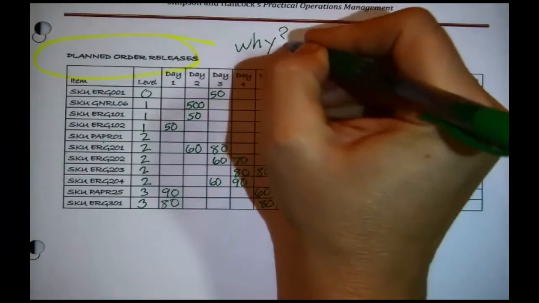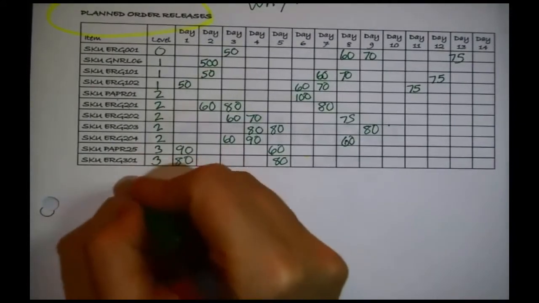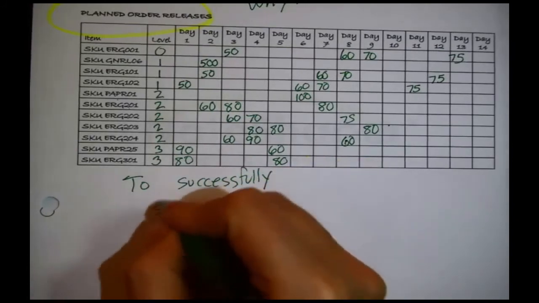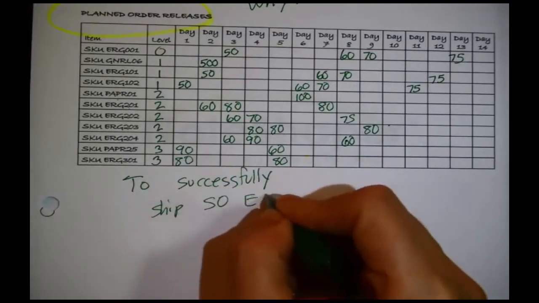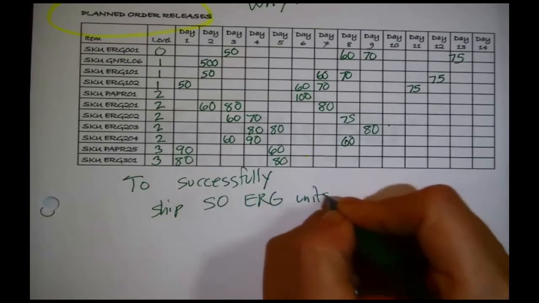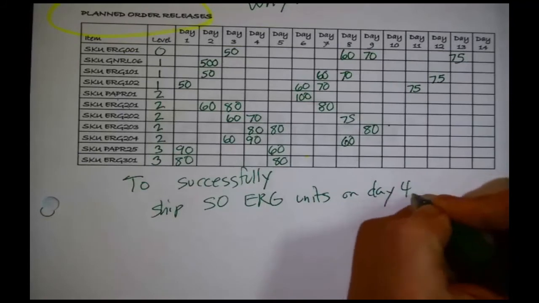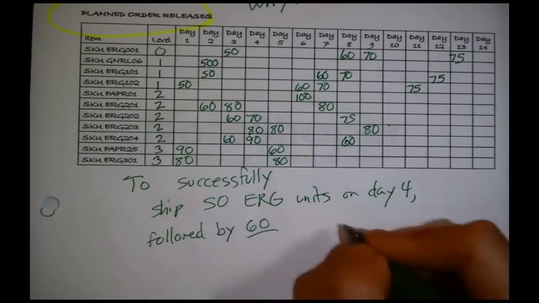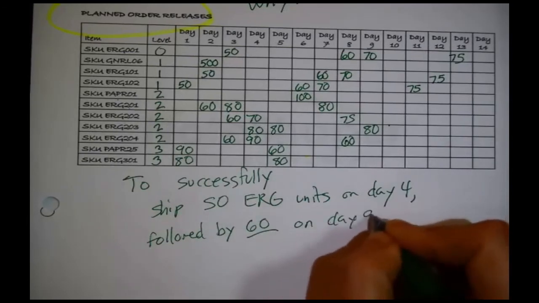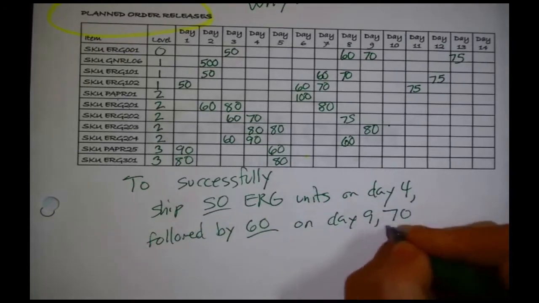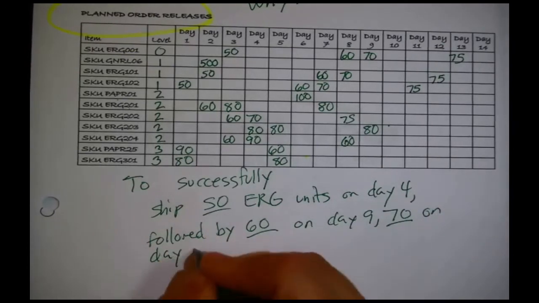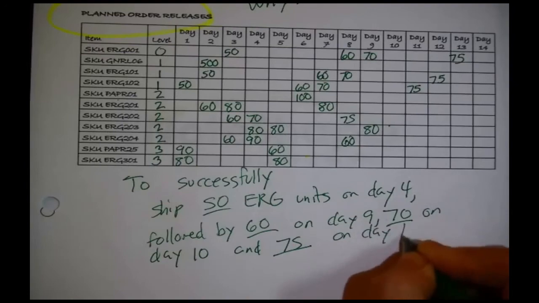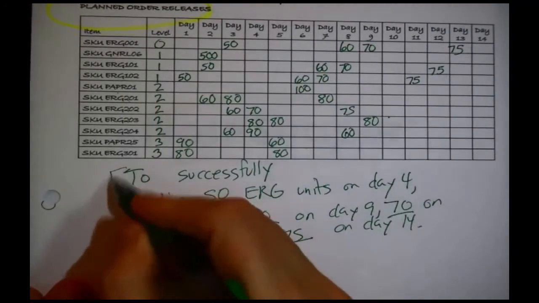The reason is to successfully ship 50 ERG units on day 4, followed by 60 on day 9, 70 on day 10, and 75 on day 14. That's why.